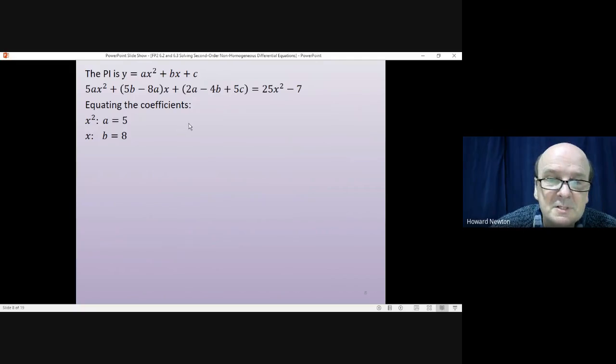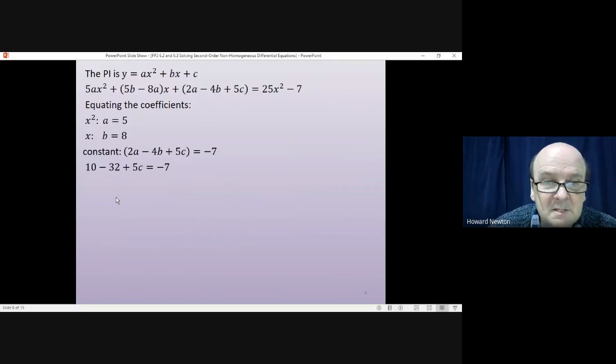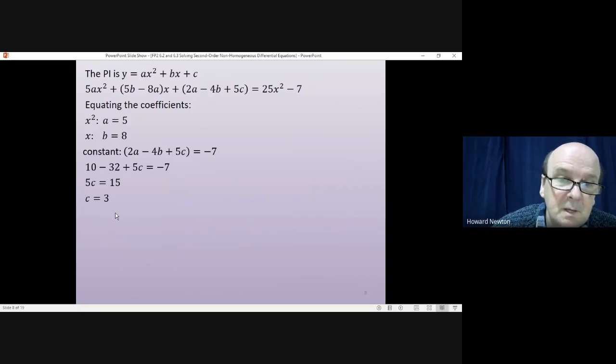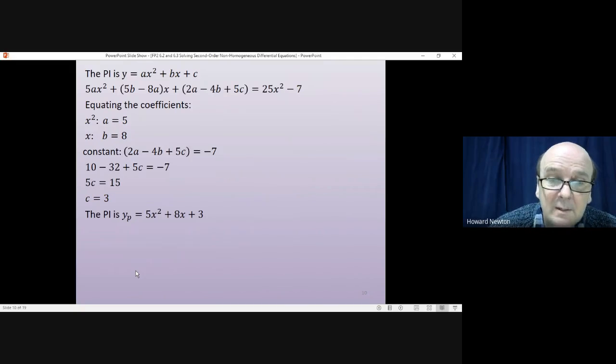And lastly, the two constants must be the same as each other, which means 2a minus 4b plus 5c equals minus 7. Substituting the values in for a and b gives us 10 minus 32 plus 5c is minus 7, which gives us 5c is 15 and c is equal to 3. So we found the values a, b, and c in the particular integral, so we can now write down that the particular integral is y_p equals 5x squared plus 8x plus 3.